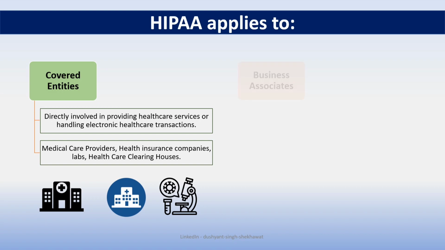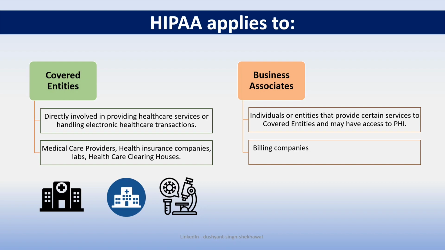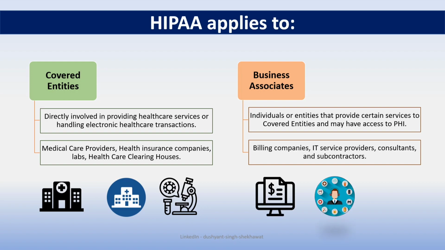Then there are business associates. These are the individuals or entities that provide certain services to the covered entities and may have access to individuals' protected health information in the course of performing those services. So business associate can include entities like billing companies, IT service providers, consultants, or subcontractors.